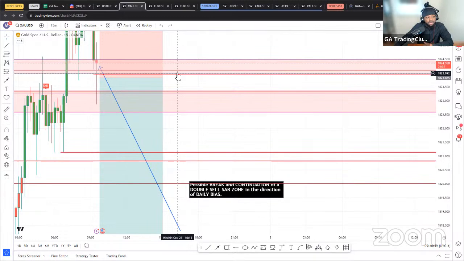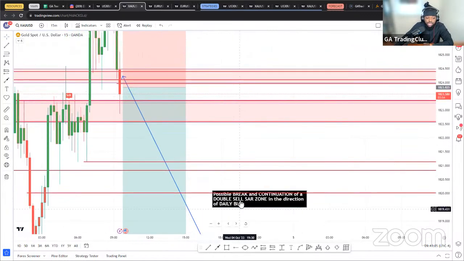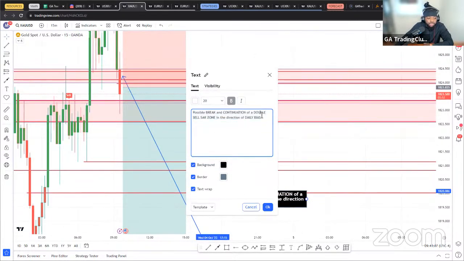I normally tell you guys I'm terrible at math. Yeah, I'm sorry, not 0.4. It's a 4 pip zone. So that's a perfect triple sell SAR. So actually this is a triple and not a double. So for me to take a trade here on this gold entry, oh, and EU also validated.